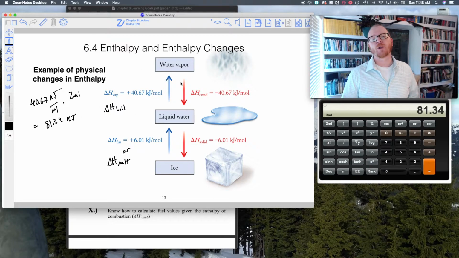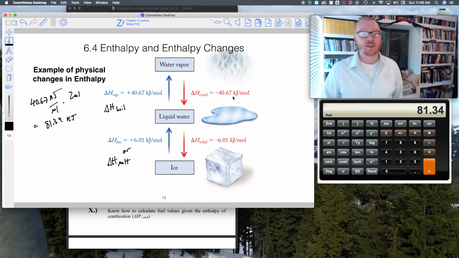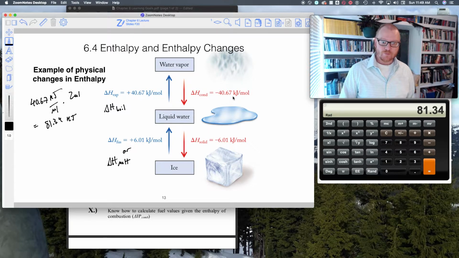So what's also pretty cool about this, and again, this is less intuitive, I think, but if it takes 40.67 kilojoules to boil water, if I were to now condense water, I get the same quantity of heat back out into the surroundings, which you don't really think about, but it's true. When you condense some water, there's a huge amount of heat that gets released. We often call this the latent heat.